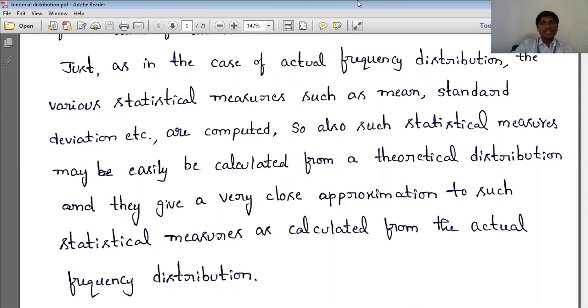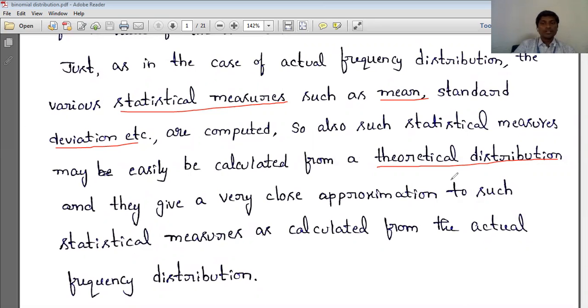Those things we simply call statistical measures. Those statistical measurements are nothing but mean, variance, standard deviation, all these things we call statistical measurements or central tendencies. And these things we can easily calculate by theoretical distributions or probability distributions.